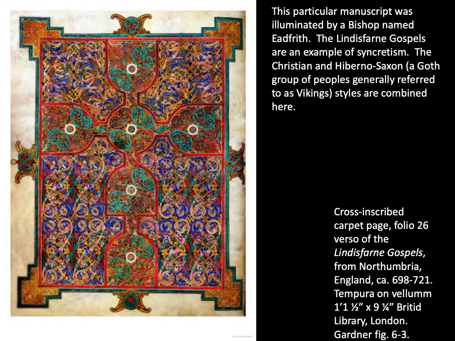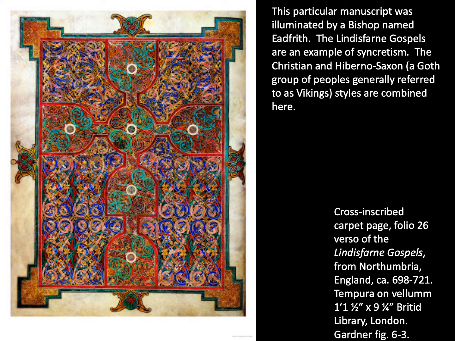This is the cross-inscribed carpet page from folio 26 verso of the Lindisfarne Gospels from Northumbria, England. It is done in tempera on vellum. It is in the British Library in London. I have seen this cross carpet page. It is really quite beautiful. You can see that the cross sticks out within the design because of the colors.